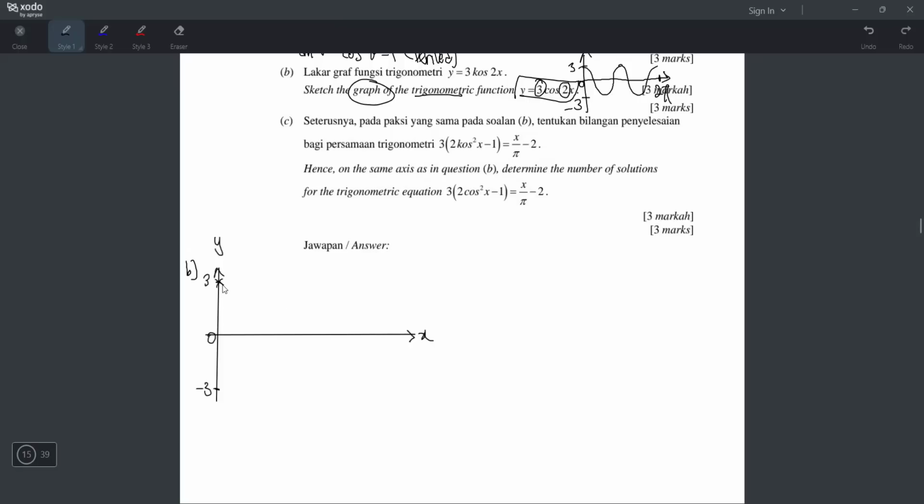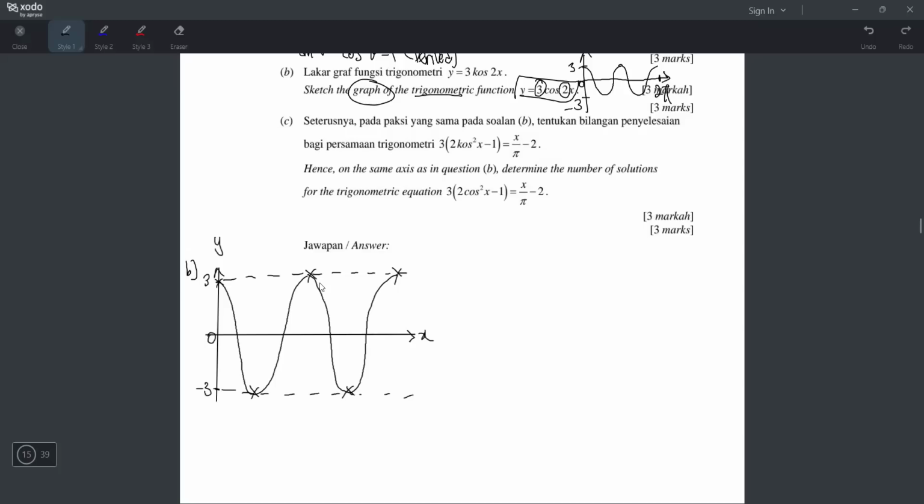So let me lukis now. So like this. So that is 1 cos graph. And then that is 2 cos graph. Right? And of course you have to make sure these points are same level. And these 2 points are same level. Negative 3. Okay, now it's time to letak potong sini.